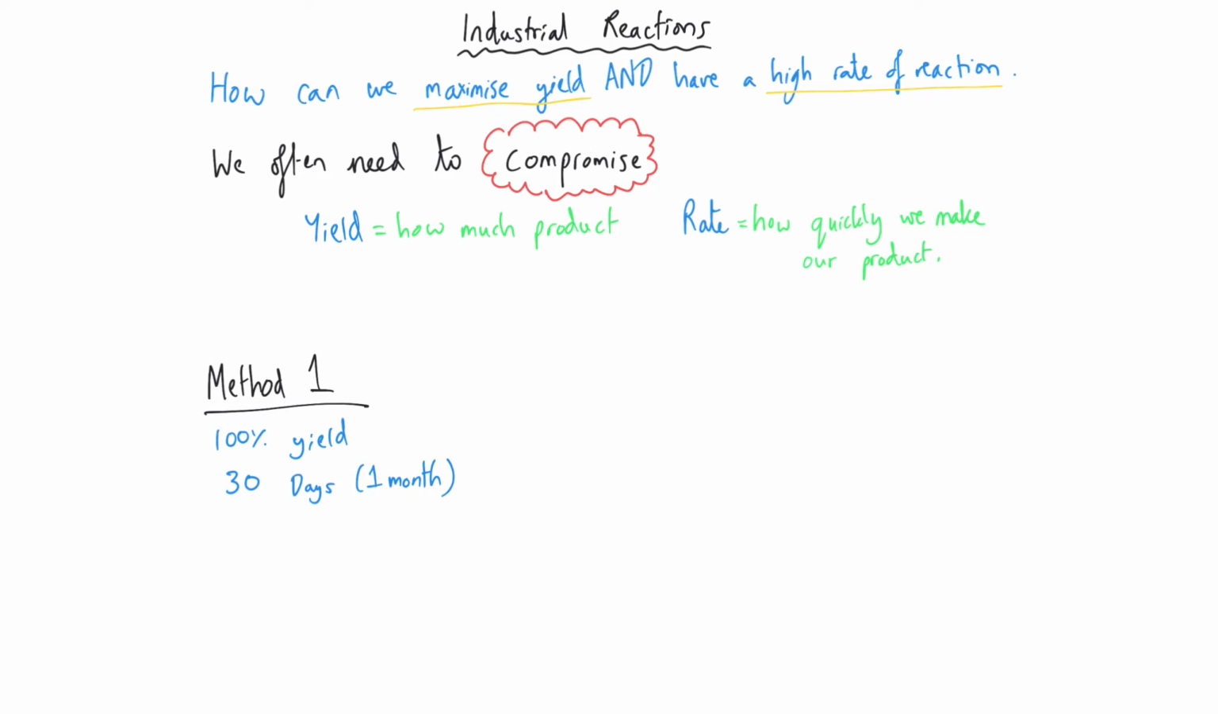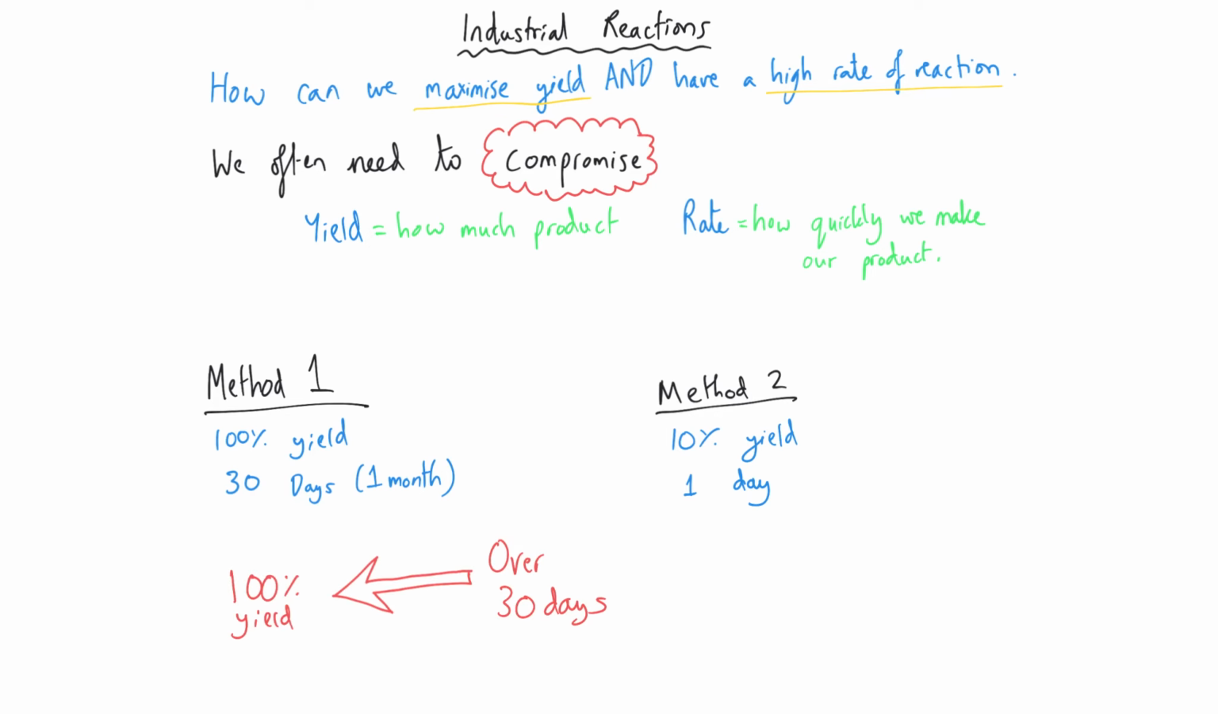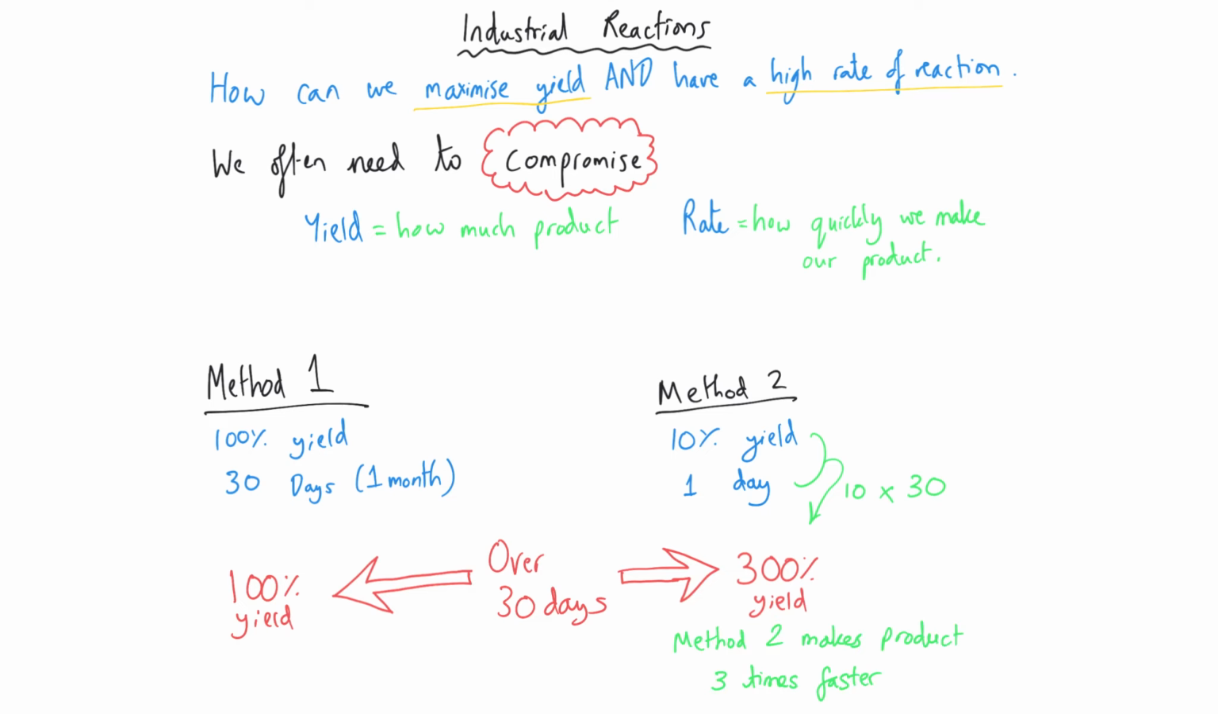And something to note from the get-go is 100% yield, if it takes a month, is not as good as a 10% yield if it takes 1 day, because over a 30-day period, in method 1, you get 100% yield, which sounds good. But in method 2, you get a 10% yield every day for 30 days, so that's 300% yield for purposes of comparison. So method 2, even though it sounds less good on paper, it gets us 3 times the amount of product over the same period of time.